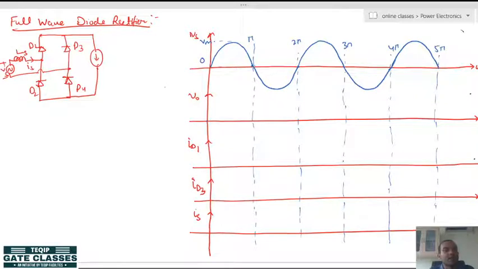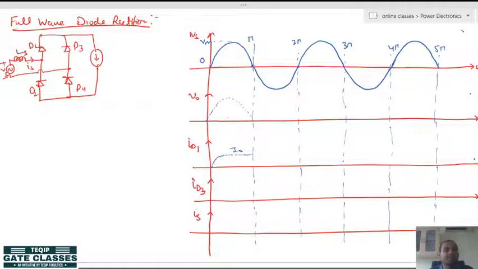let me again start with the initial cycle, that is, from 0 to pi. What will be happening is that diodes D1 and D4 will be forward biased and you will get some output voltage. So, I am now marking output voltage with a dotted portion like this, okay. And diode D1 current will go like this, okay. No problem with this for the time being. So, its value is I naught.